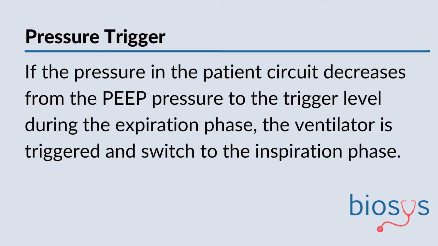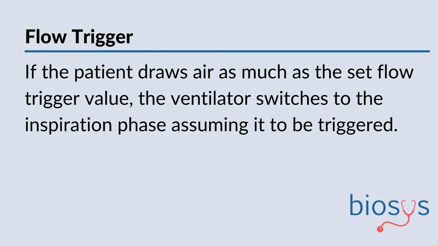Pressure trigger. If the pressure in the patient circuit decreases from the peak pressure to the trigger level during the expiration phase, the ventilator is triggered and switched to the inspiration phase. Flow trigger. If the patient draws air as much as the set flow trigger value, the ventilator switches to the inspiration phase, assuming it has been triggered.